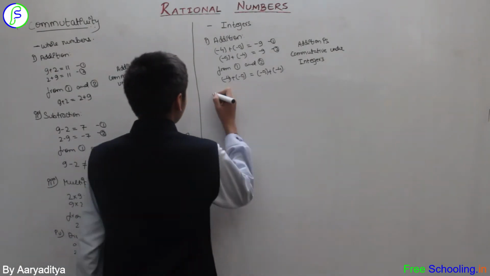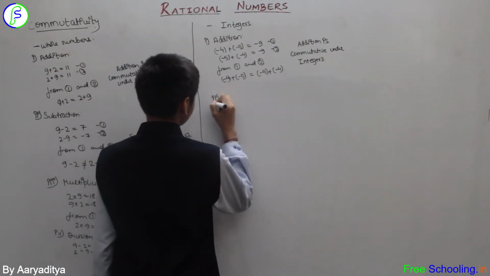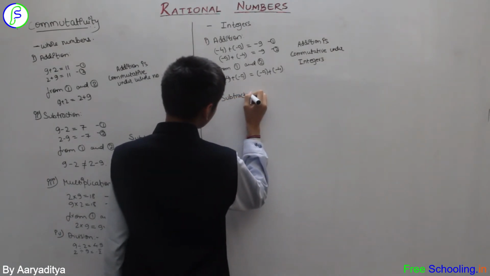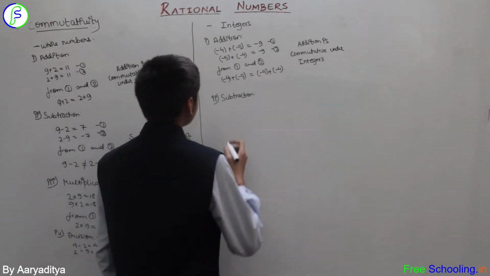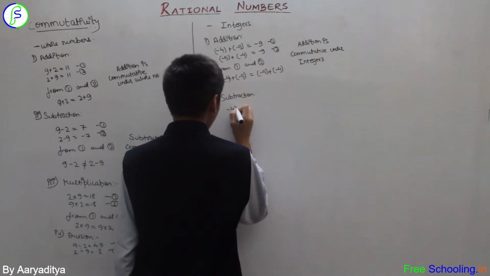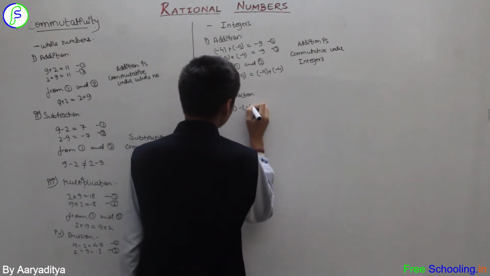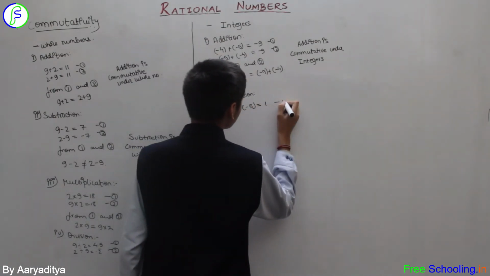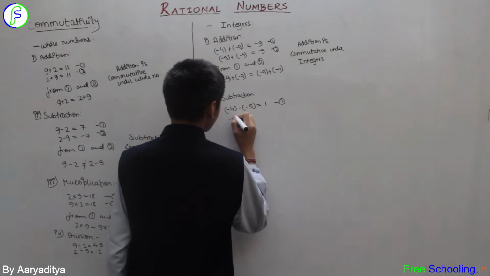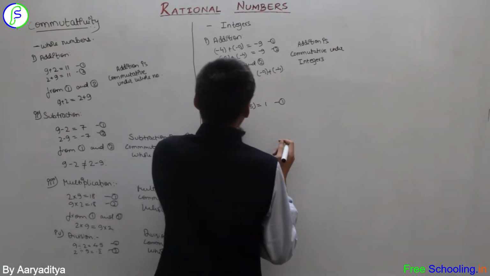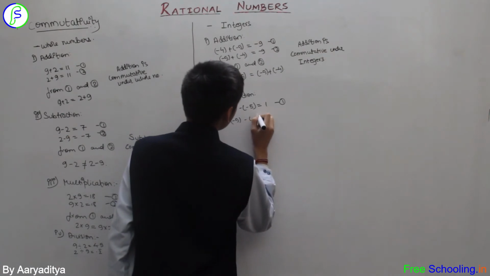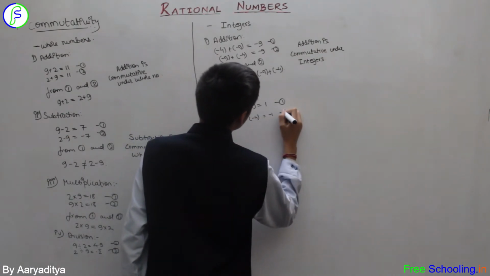Okay, and now if we do subtraction, again we will be taking the same numbers: minus 4 minus 5 is equal to 1. Let this be equation number 1. And then, let me reverse this, minus 5 minus 4, that is minus 1, equation number 2.